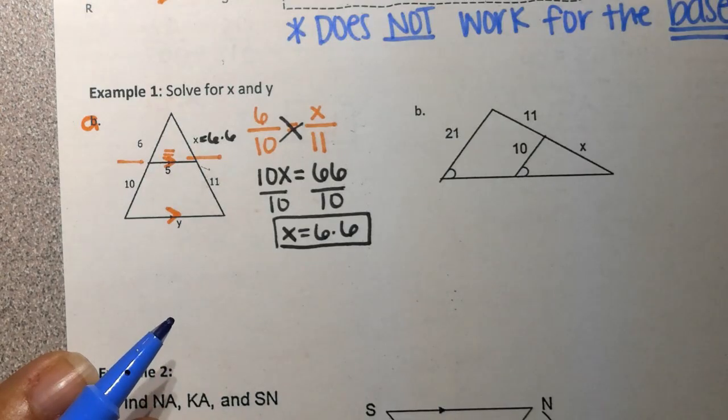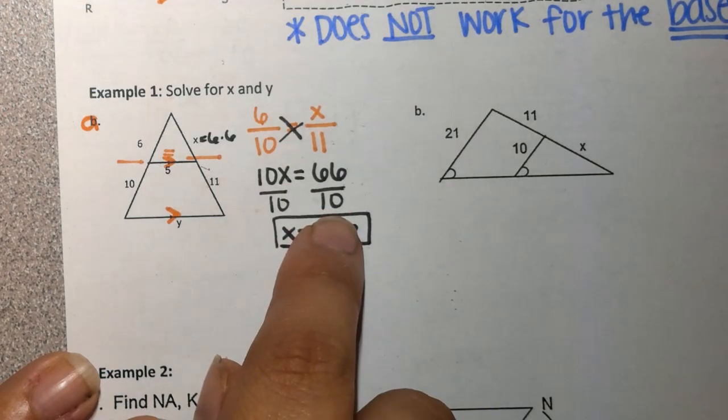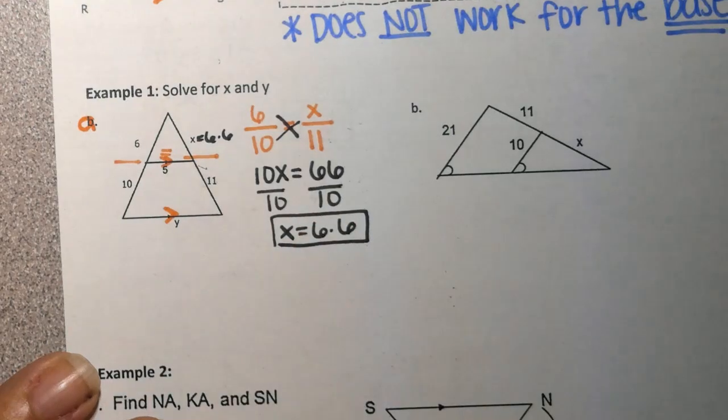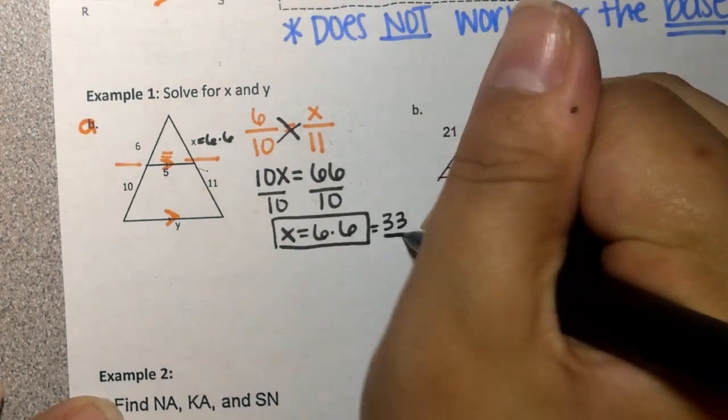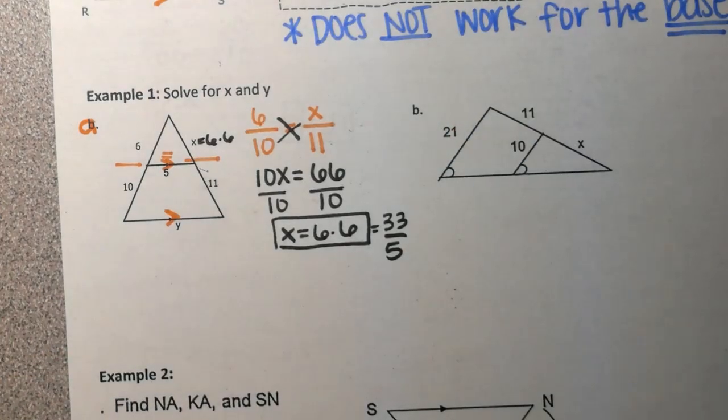Oh, like could you leave this 33 over 5? Sure. You're going to have to look at your home, look at the Desmos. It'll tell you whether to give me a decimal or a fraction. Okay?